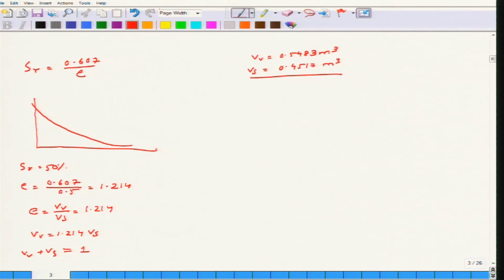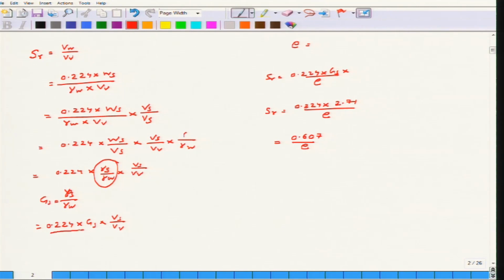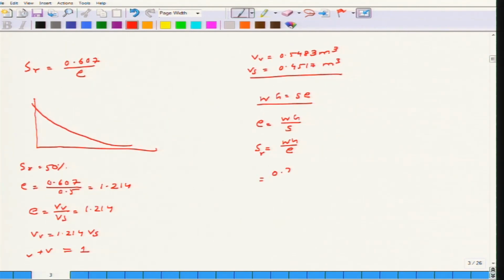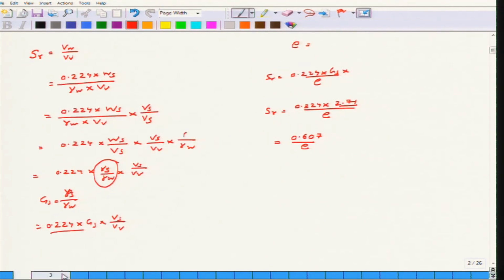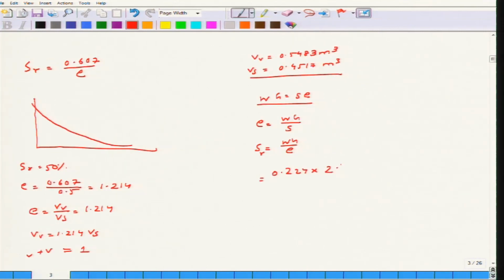Now, you can solve this in a different way, because you already know the relation Wg is equal to Se. From this relation you can find out E is equal to Wg by S, or Sr is equal to Wg by E. So, you know W is specified as 0.224, or 22.4%, while G is specified as 2.71. So, from here also you will get 0.607 by E.